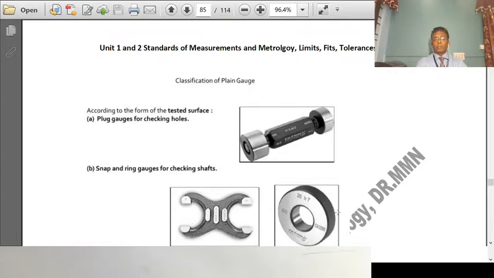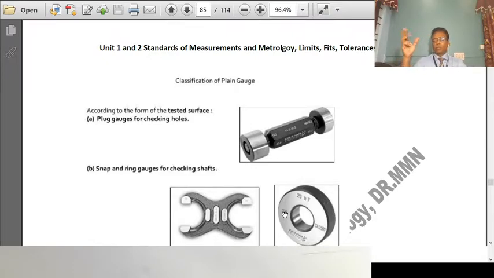The snap gauge is used, this one a go gauge, for a shaft corresponding to the size 25H7 for this hole. One side is the go gauge, as you can see the naming here. Can you see the go gauge here? Go is mentioned. That means any shaft which corresponds to 25H7, the tolerance, lower limit and upper limit can be found out. The fundamental deviation for H hole, H shaft is 0, and the IT grade is 7.